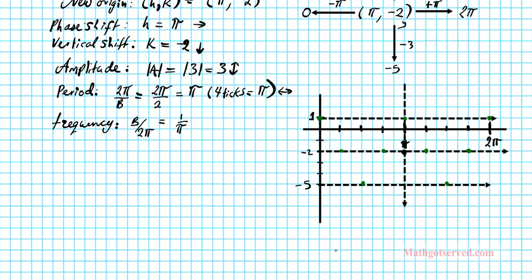So let's go ahead and draw our cosine curves, just dotted. Concave down to the center, concave up to the min, concave up back to the center, concave down to the max, concave down to the center, concave up to the min, concave up to the center, and concave down to the max.